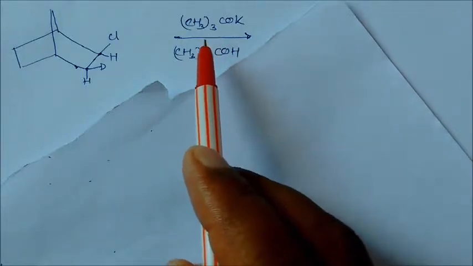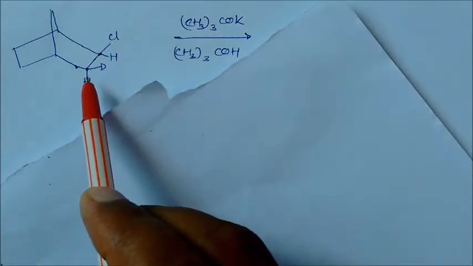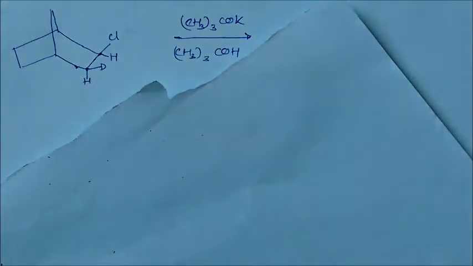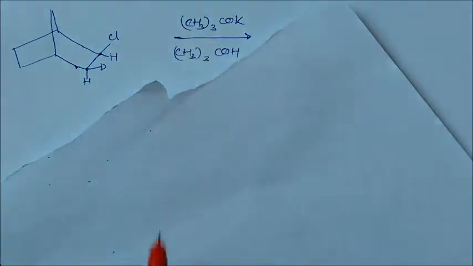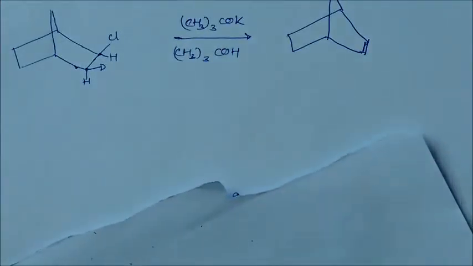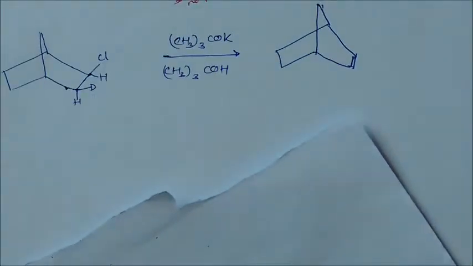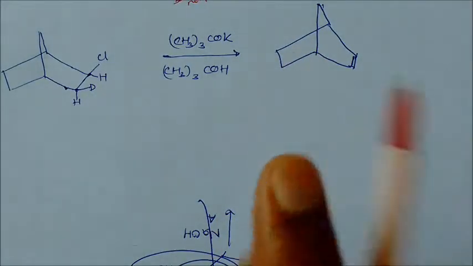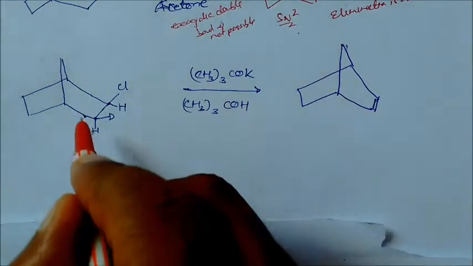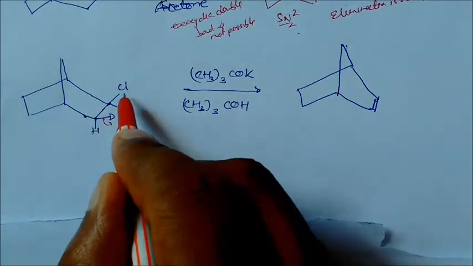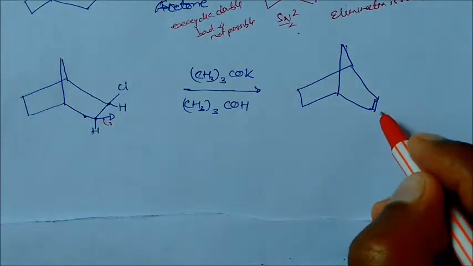So in this case Cl will be removed from here and D will be removed from here. This is the bulky base. So we will see the product will be like this. One D is removed from here, D is removed from this side, and hydrogen and Cl also. So elimination takes place on both sides. So this is our answer.